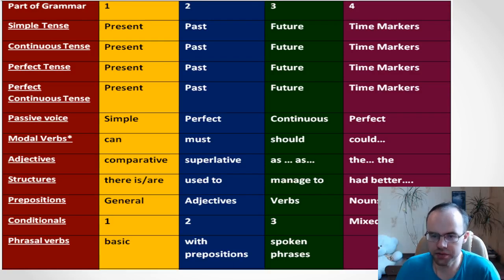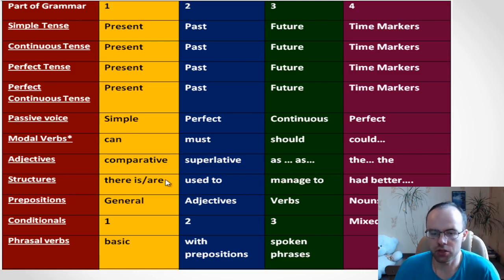So, you need to start with some simple structures, like there is, there are. Then you need to have a look at more difficult ones, like used to do, to be used to doing something, manage to do something. It's like be able to do, had better, would rather, and so many other structures. Okay, or many others.